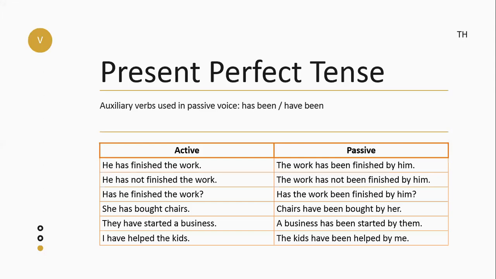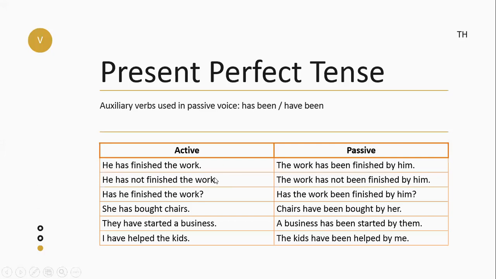Then let's look at the examples here. He has finished the work. Right? So then, how can we make it into passive? The work, since it functions as an object in active voice, we take it in front, right? The work has been finished by him. Yes, so this is how we continue with the active voice as well as passive voice sentences.